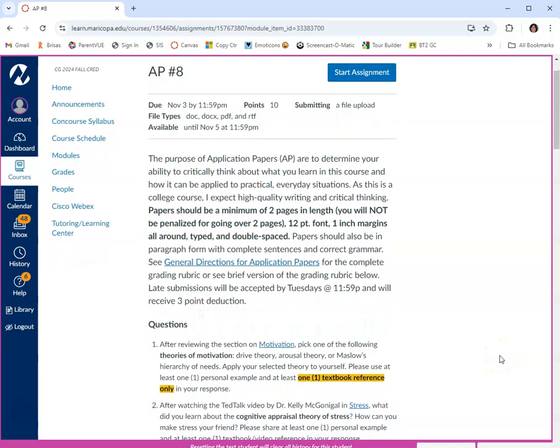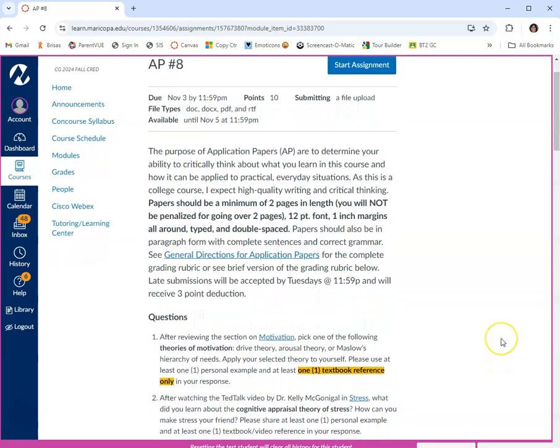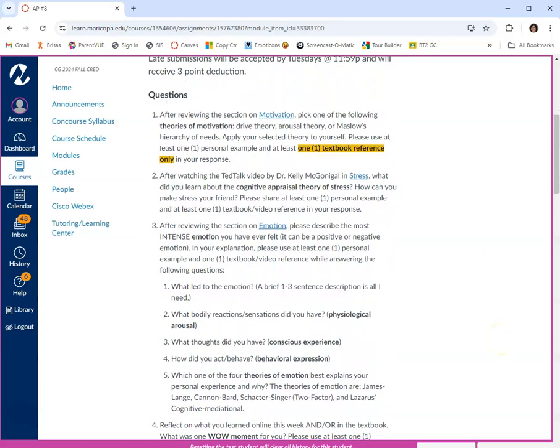Finally, the last assignment this week is application paper number 8. As you can see, these questions are what I find really important for you to take away from these chapters. Question 1 will focus on motivation and ask you to apply one of the 3 theories of motivation to yourself. Question 2 will ask you to reflect on what you learned in the TED Talk video by Dr. Kelly McGonigal. And then question 3 will ask you to apply your understanding of the 3 parts of emotion to a personal example, and then explain which of the 4 theories of emotion is best illustrated in your example.